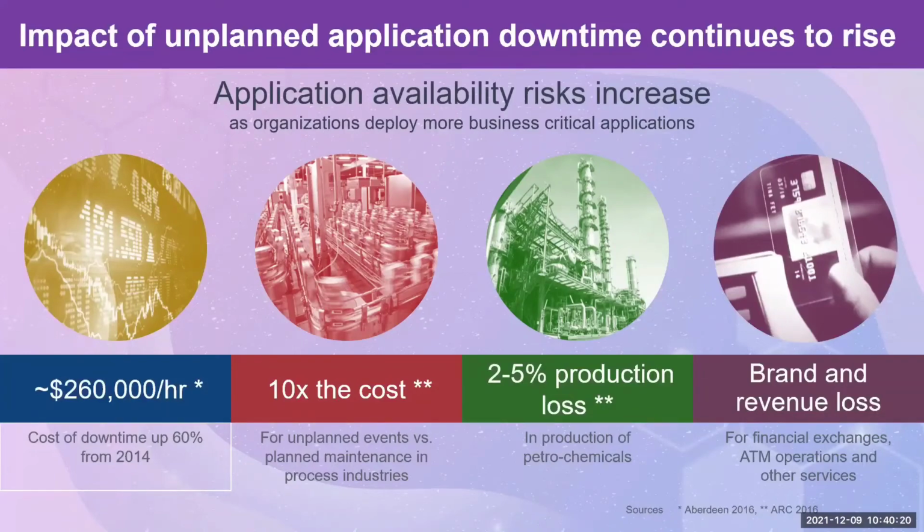In 2016, a study from the ARC Advisory Group discovered that the cost of an unplanned downtime incident is roughly about 10 times the cost of a planned one. So this actually hits the top line and the bottom line of the business in terms of revenue. I'm not sure whether you guys have heard of it before.